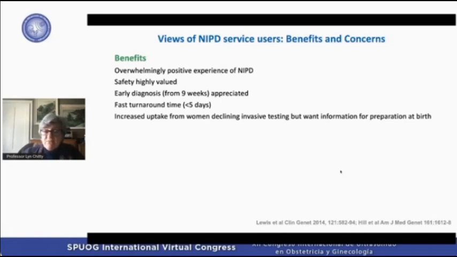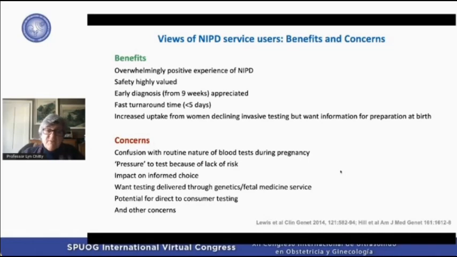And there's an increased uptake in women who would not have an invasive test, but who want information to prepare for the birth of a baby who may have a condition. There are some concerns about confusing this with the routine nature of blood tests in pregnancy, pressure to test because there's lack of risk, there's no excuse not to have a test, the fact that they need to be able to make an informed choice, and they definitely want to have their testing through genetics or fetal medicine services. They're also concerned about the direct-to-consumer testing. And there are a few other concerns which I don't have time to go through now, but on the whole they are overwhelmingly positive about the experience.